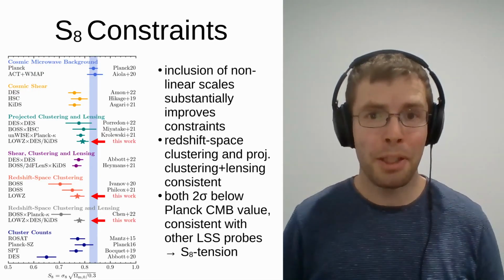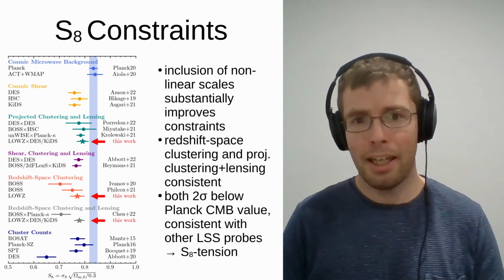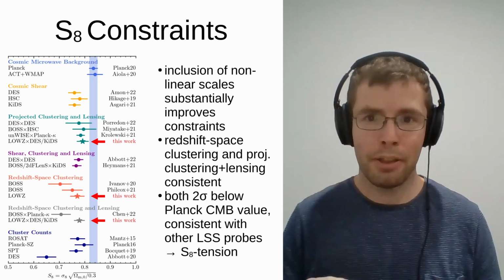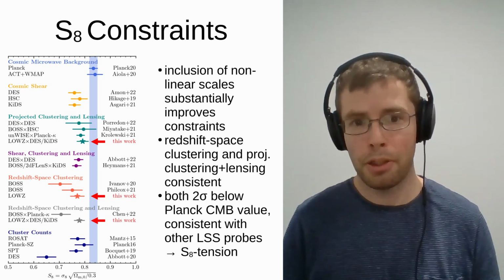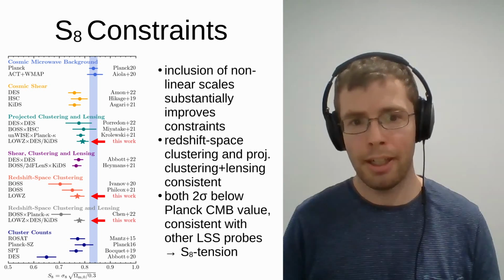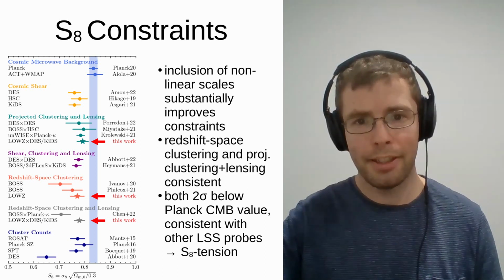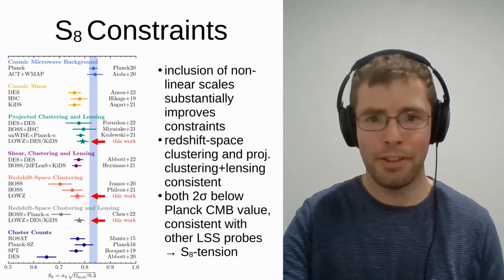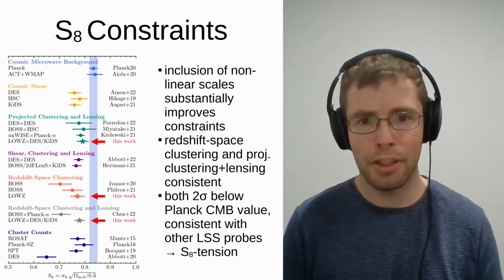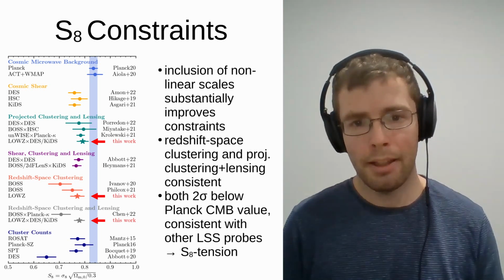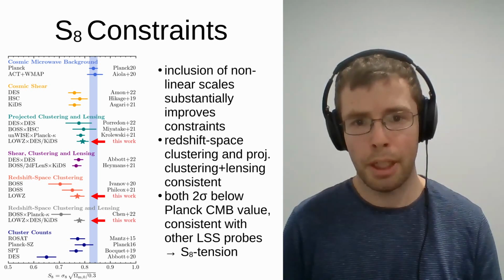All right, and so the main result of this paper are, of course, our constraints on S8. So one thing that we show is that by including highly nonlinear scales, we get substantially improved cosmological parameter constraints, particularly on S8. The main S8 constraints I want to highlight here. So in green, by the star, you can see the constraints coming from the combination of projected clustering and galaxy-galaxy lensing. And the red star are the constraints that come only from galaxy redshift space clustering.